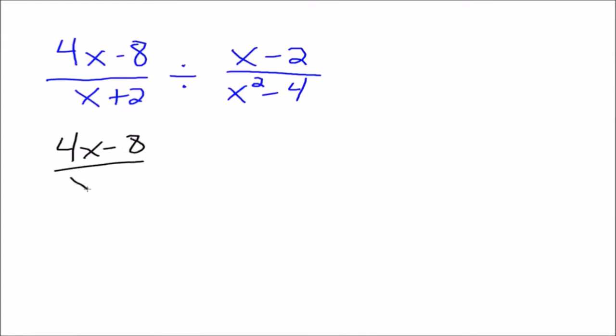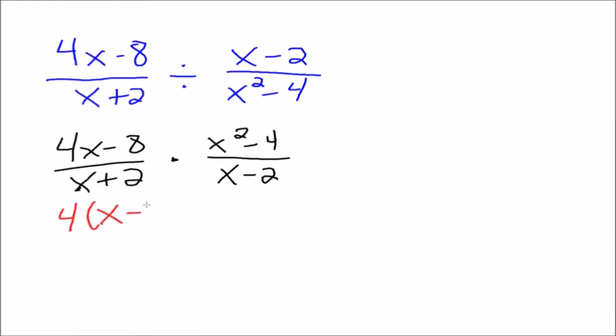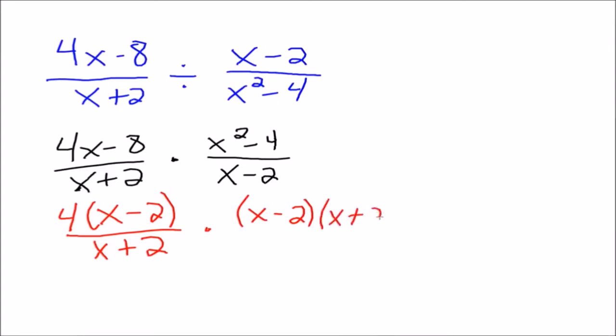So 4x minus 8 over x plus 2. Change this to multiplication, and we get x squared minus 4 over x minus 2. Change it to multiplication first and then go through your factoring and your simplifying. I think fewer mistakes will be made. So 4 times x minus 2 all over x plus 2 times x squared minus 4 factors into x minus 2 times x plus 2, all over x minus 2.